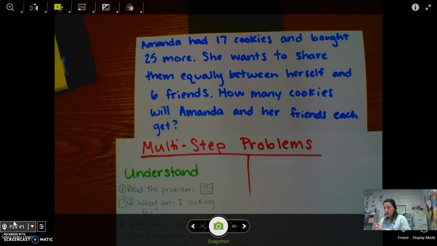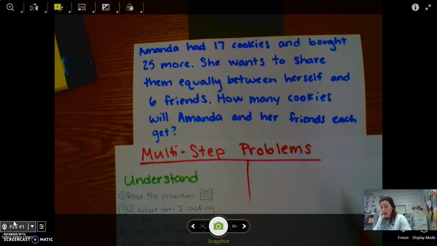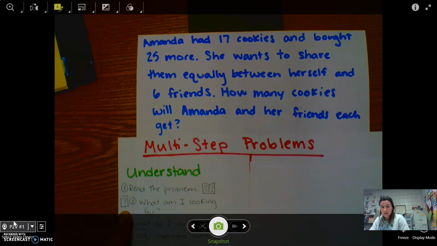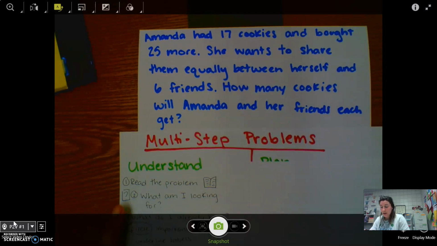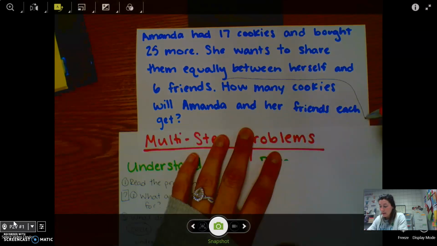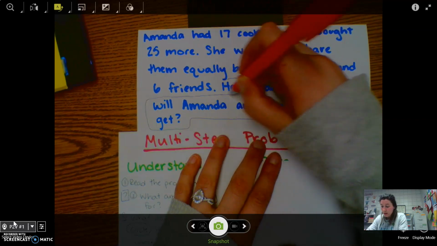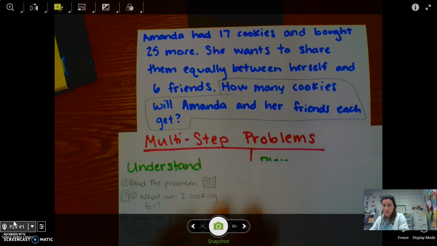The first one is read the problem. Amanda had 17 cookies and bought 25 more. She wants to share them equally between herself and 6 friends. How many cookies will Amanda and her friends each get? I am going to put a box around what I am looking for. So I am looking for how many cookies each friend will get.